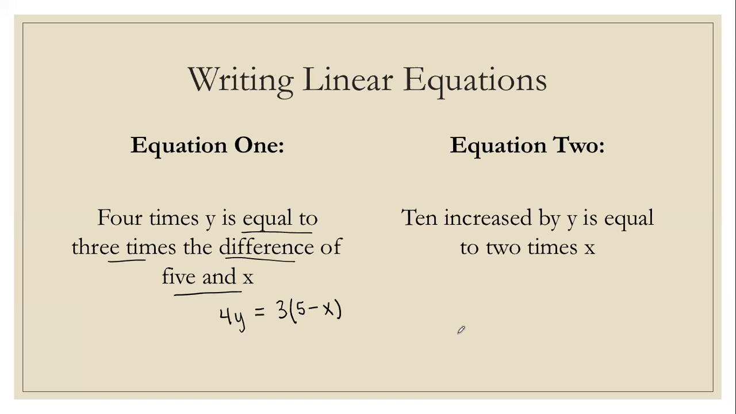Oh my God. Yes, Jada. Okay, because it says 3 times the difference of 5 and x. So it has to be multiplying the difference of 5 and x. So it has to be in parentheses. Ask me questions if you're confused.